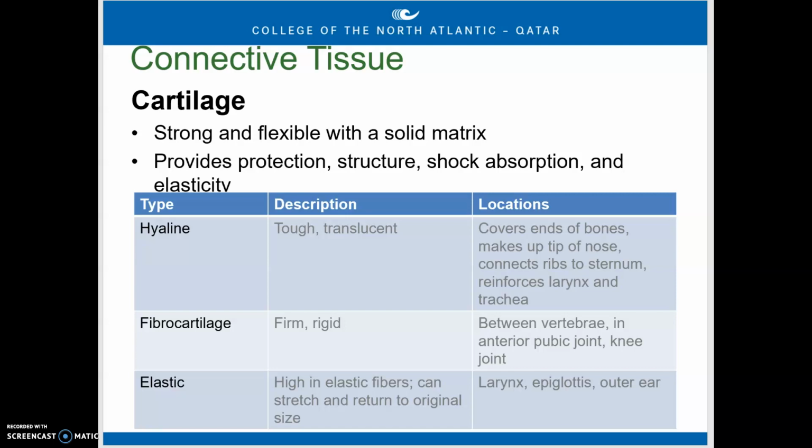The next type is fibrocartilage. Now this stuff is quite firm and quite rigid. These are going to make up the discs in your back. If you've ever heard of those, the little pieces of cartilage that go between each vertebrae in your back, those are going to be made up of fibrocartilage.